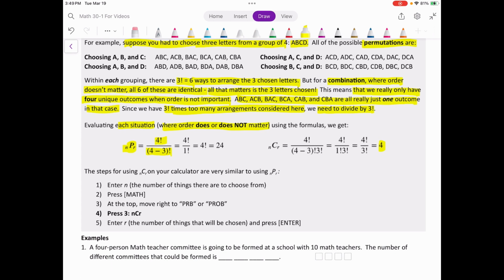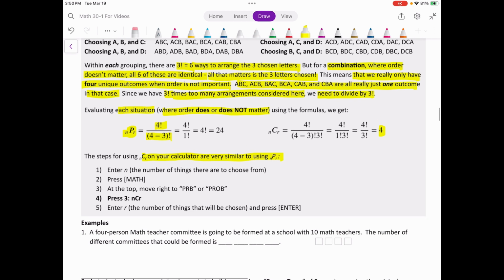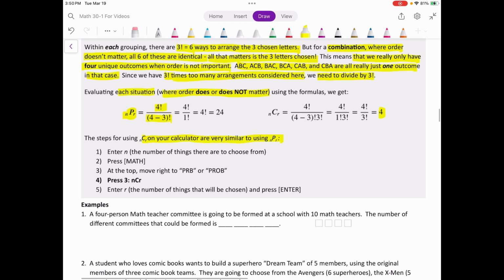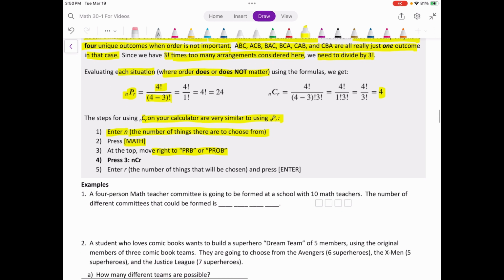And so the steps for using nCr on your calculator are very similar to what we were doing in the previous lesson for nPr and factorial. You'll find it in the same place. So first, enter n, the number of things there are to choose from. Press Math, okay? At the top, move all the way right to Probability or PRB. Press option 3. That's the one step that's different. Before, in the previous lesson, we would press option 2 for nPr. Now we're going to press option 3 for nCr.